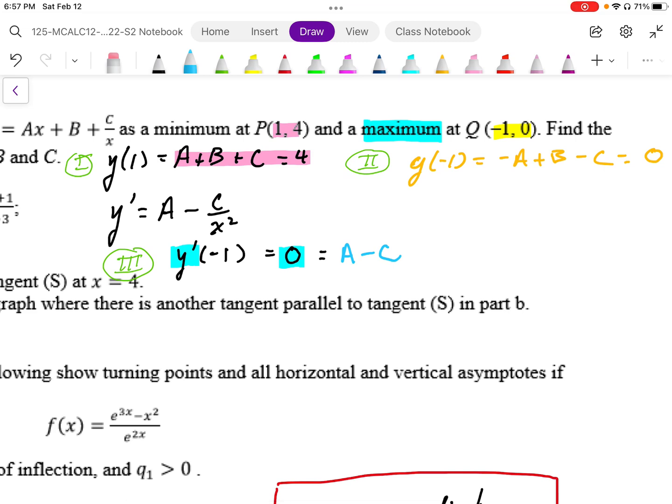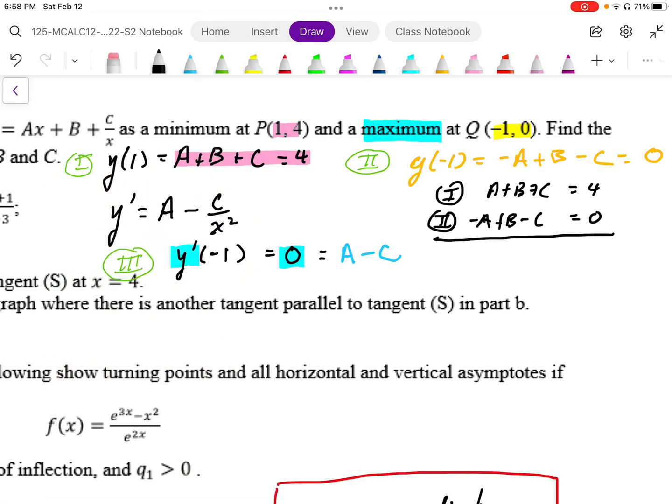So I can combine some equations to solve. Combining equation 1 plus equation 2, we add those together: we have a + b + c = 4, and we have -a + b - c = 0. Add those together, and we end up with 2b = 4, so we get b = 2. So we solve for one variable.